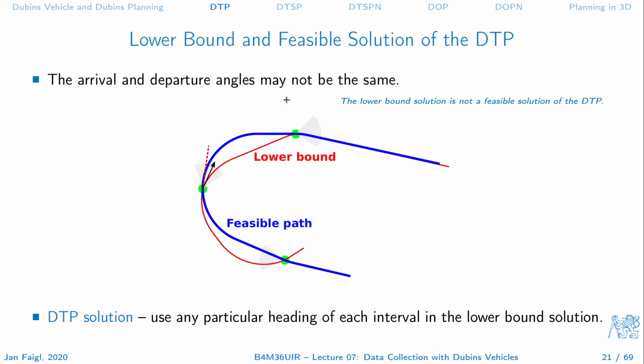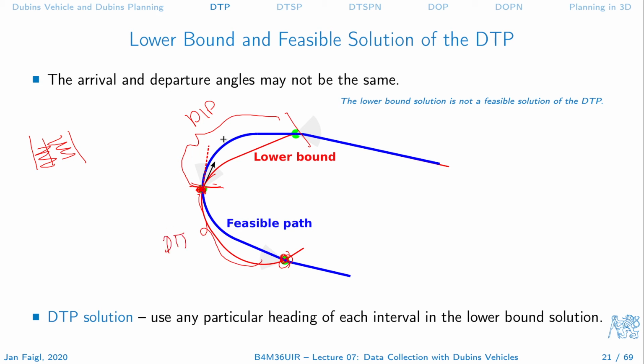Just to remark why the lower bound is not feasible. Because for this location and that location in our search graph, we compute this solution of the DIP, the Dubins interval problem, and we can actually consider that the arrival heading is not the same as when independently solving the DIP for this type of problem.